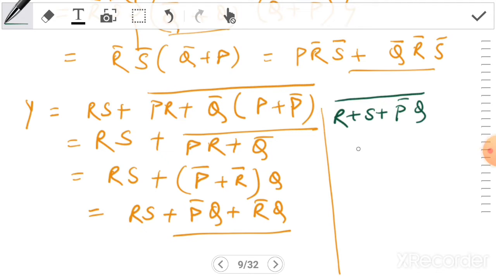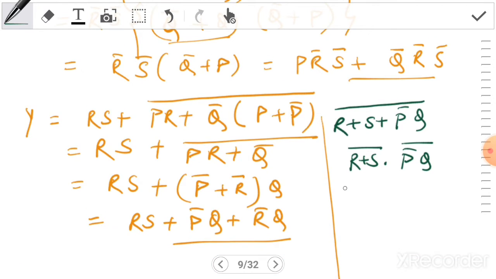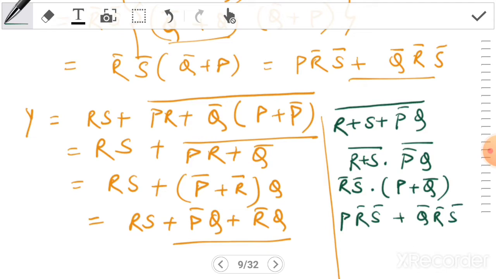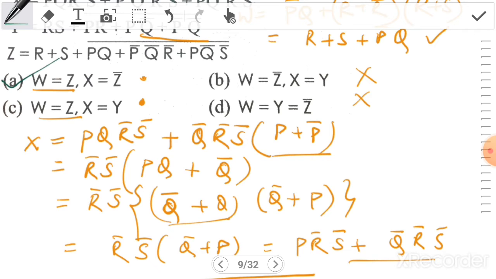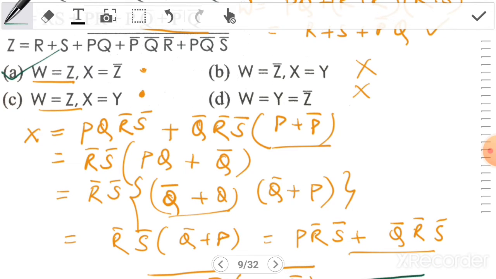You can write this as R plus S complement. Again R complement S complement P plus Q complement. Now R complement S complement P plus Q complement R complement S complement. So this is true. X is equal to Z complement. Let's go to the next question.